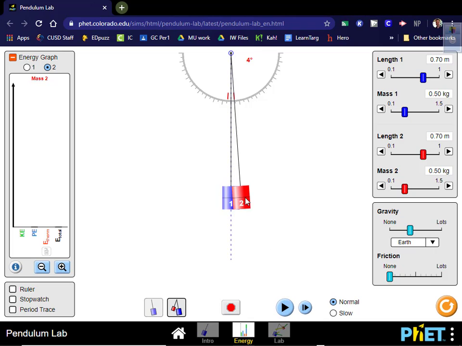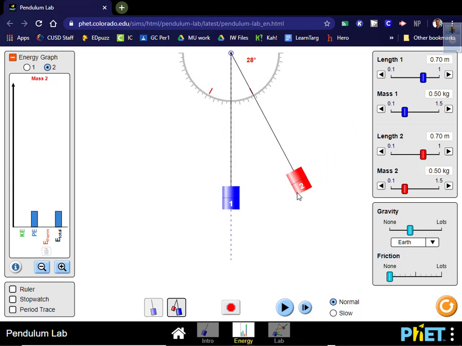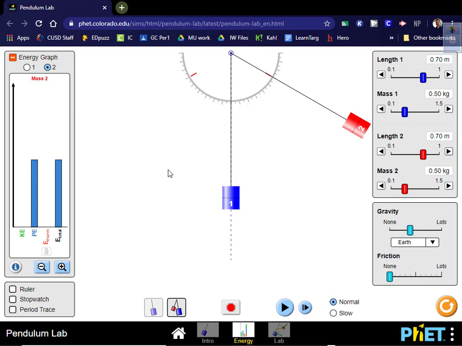I'm going to lift this pendulum up to about right here. And notice on this side, this is a graph of the energy. I want to zoom in a little bit. This is the graph of the potential energy of this pendulum. If I bring it down to the bottom, the potential energy is 0. If I bring it up a little bit, the potential energy goes up. Bring it up more, it goes up. And I bring it up to here, it goes up here.